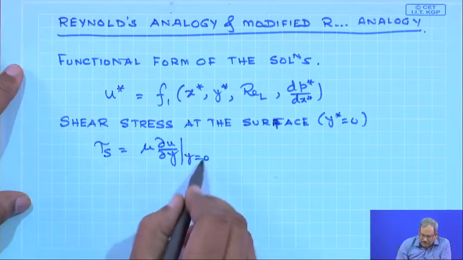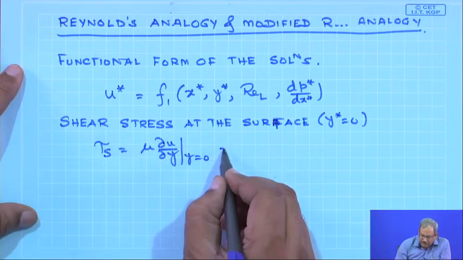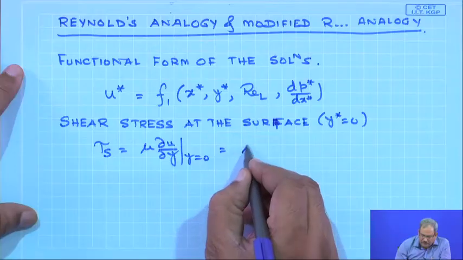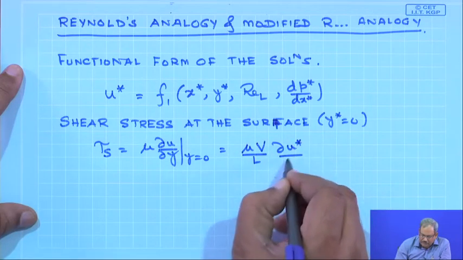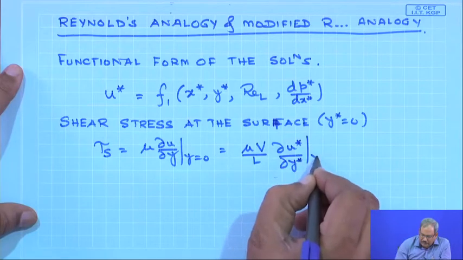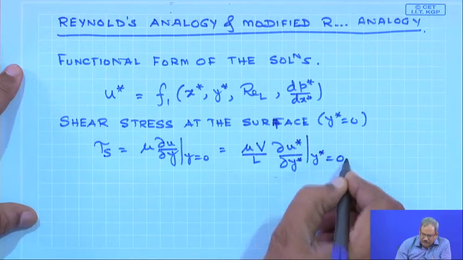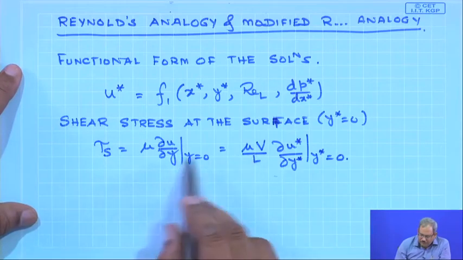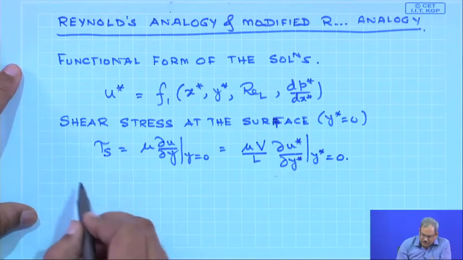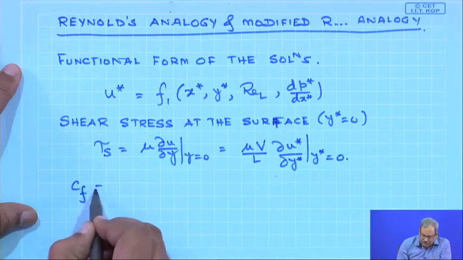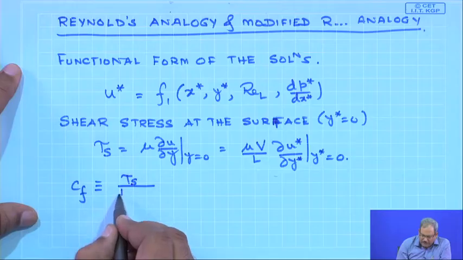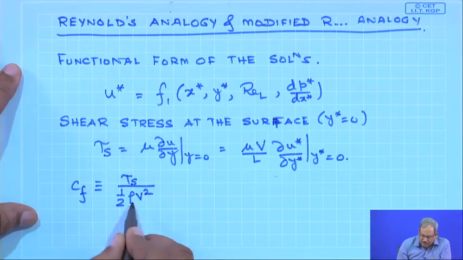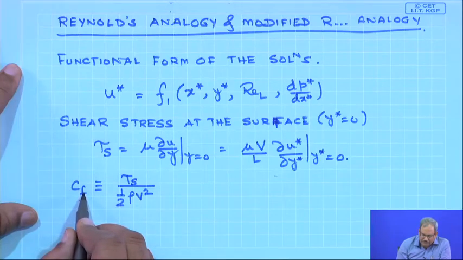So, this is the shear stress at the surface, and if I non-dimensionalize it, it is simply going to be mu V by L del u star by del y star at y star equals 0. So, that would give me the expression for shear stress, and the shear stress coefficient, we understand by definition, is tau s by the dynamic pressure, which is half rho V square. V is the approach velocity, rho is the density. So, that is the definition of CF.